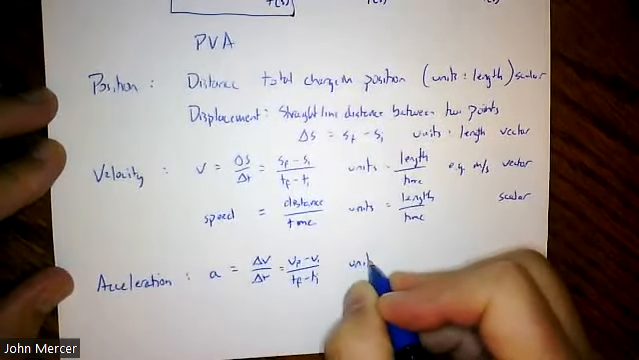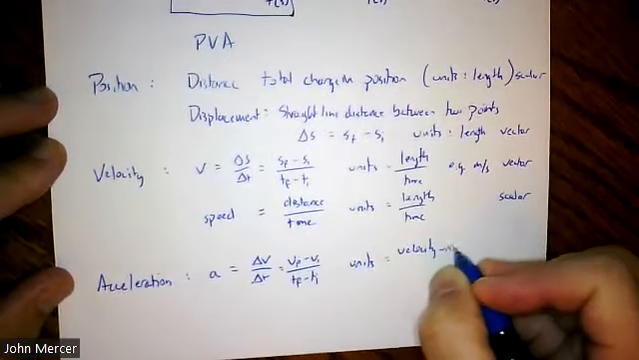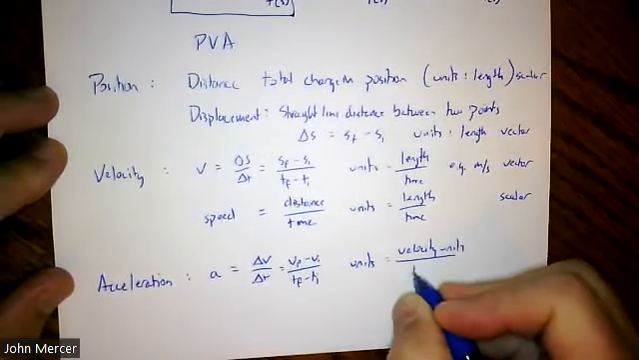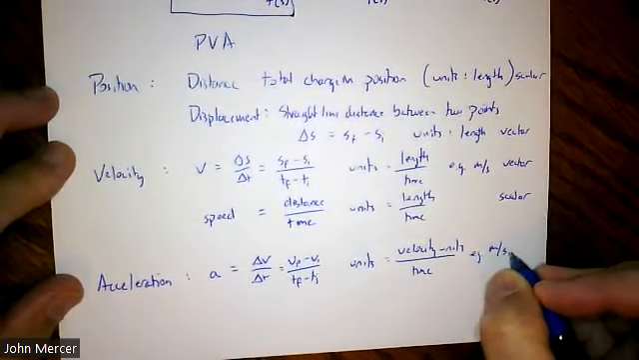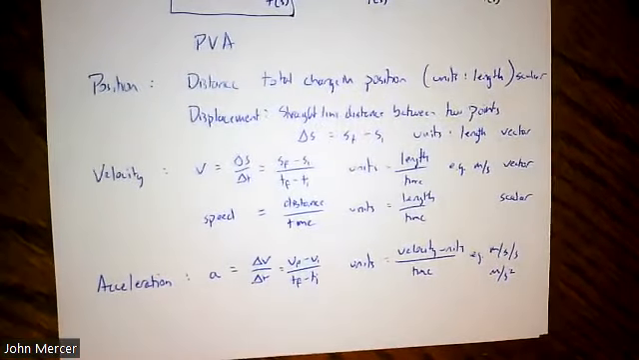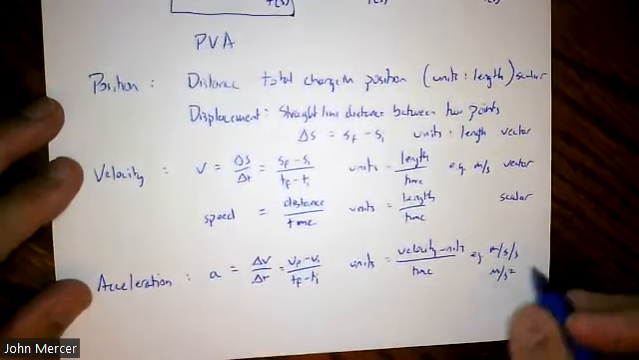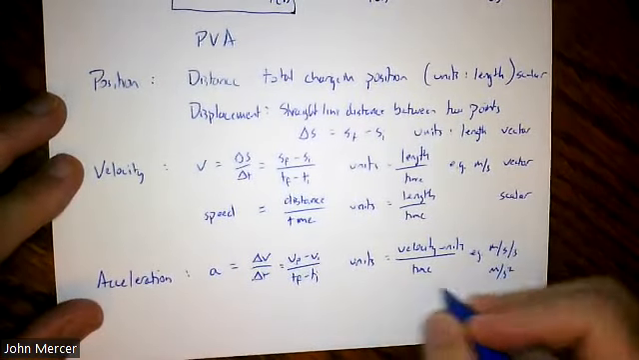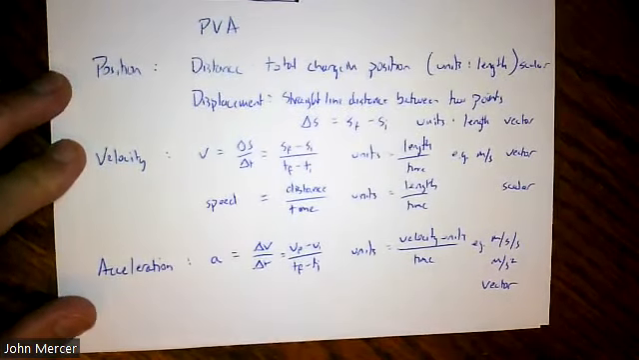And the units here are any units of velocity over units of time. So for example, meters per second, or meters per second squared. All right, those are the same units. Acceleration is also a vector, so it's represented by magnitude and direction.